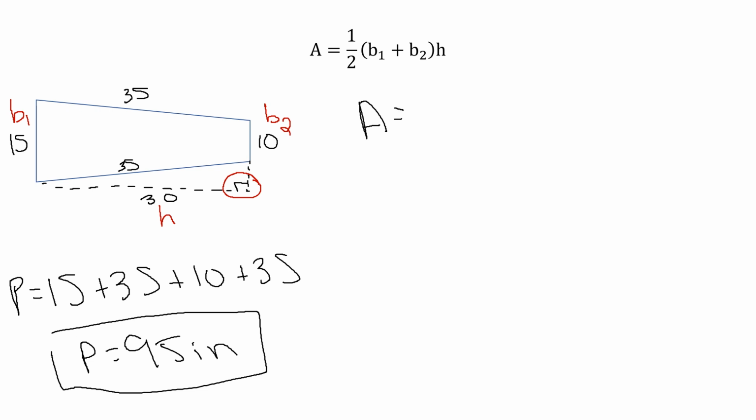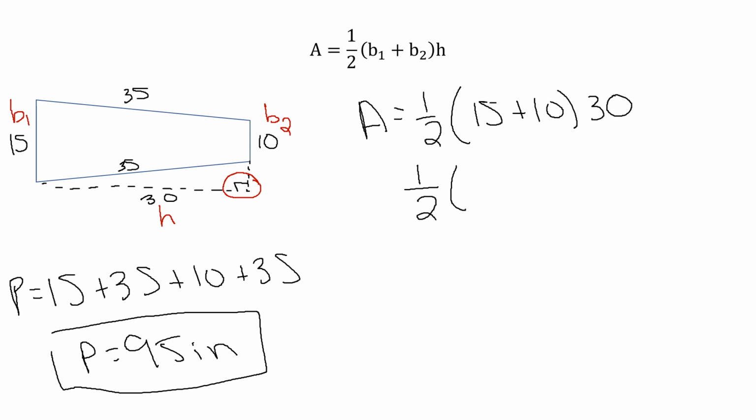So area equals 1/2. Base 1, I'm going to use 15. Base 2, I'm going to use 10. And my height is given to me at the right angle, so it's 30. And then I'm going to just start working through this. 15 plus 10 is 25 times 30.